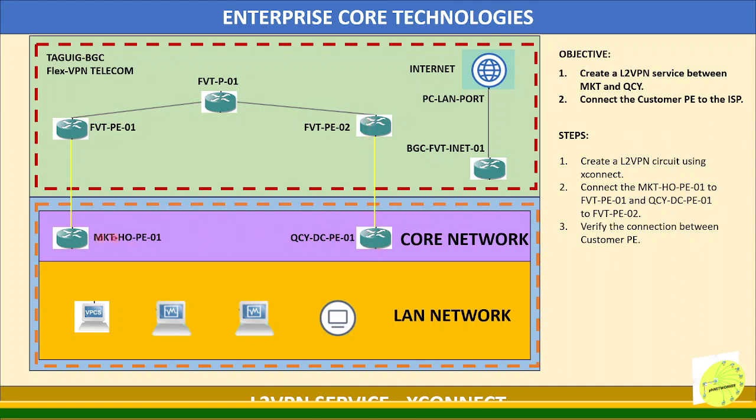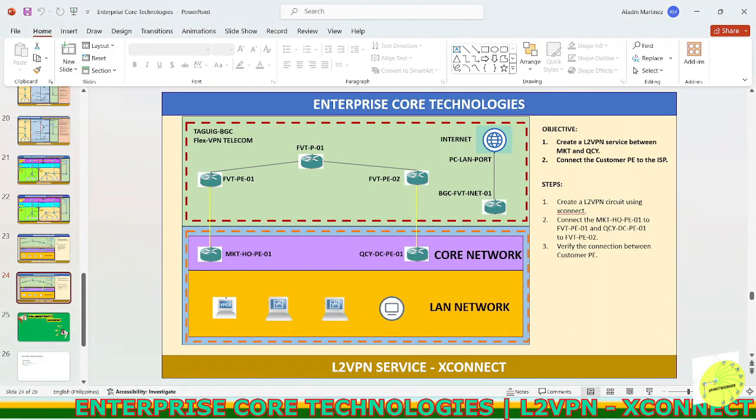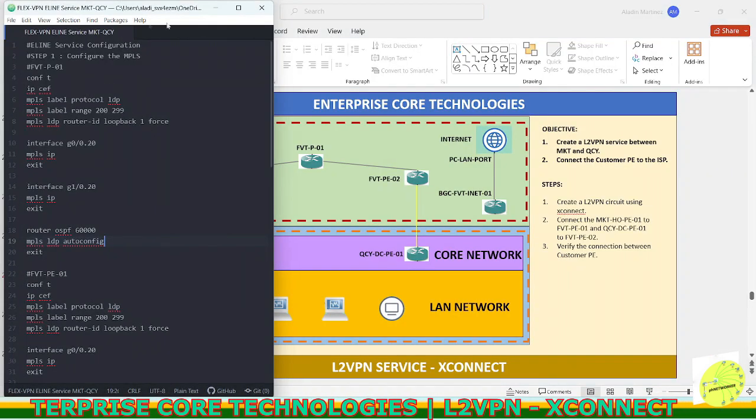So we will verify if the BGP here will come up. Okay, so the LAN network, we will not be touching that for this video. So we'll be focusing on the core network and on the ISP. Okay, so let's begin. Before I begin, I would like to go over the script changes.